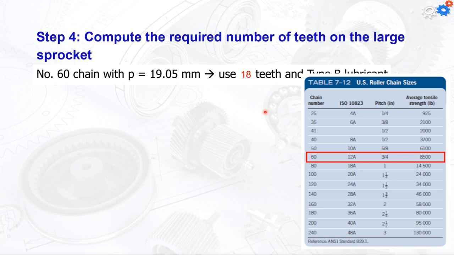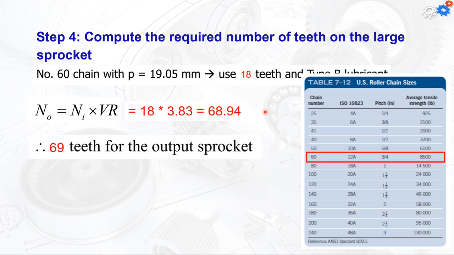25.4. I don't know why this one is overlapping. I'll try to fix it. Now we can find the number of the output teeth. We know the input is 18. We know the 3.83 is the velocity ratio. And this will give me that the number of the teeth on the output is going to be 68.94. Definitely, I cannot choose 68.94, so I can choose 69. So 69 is going to be the teeth for the output sprocket.